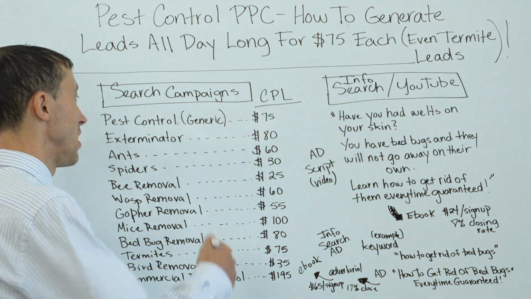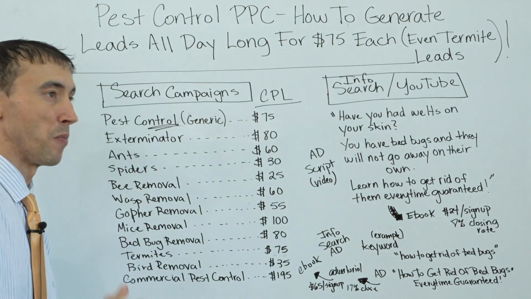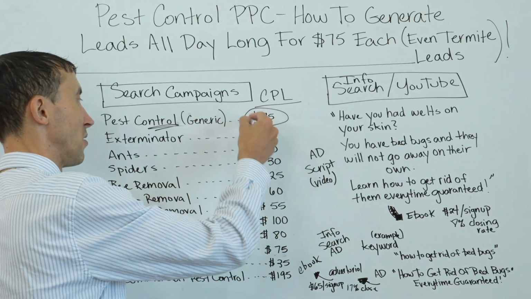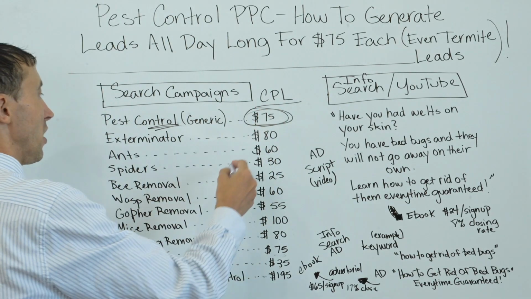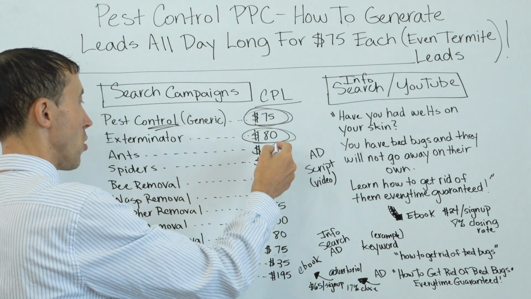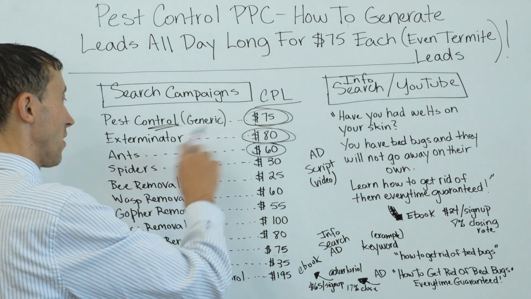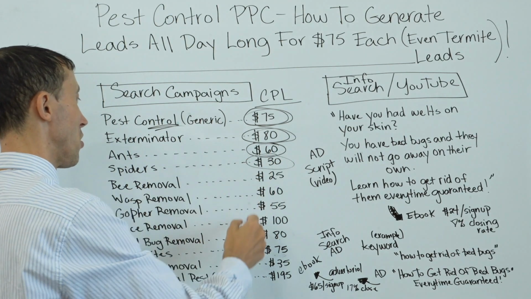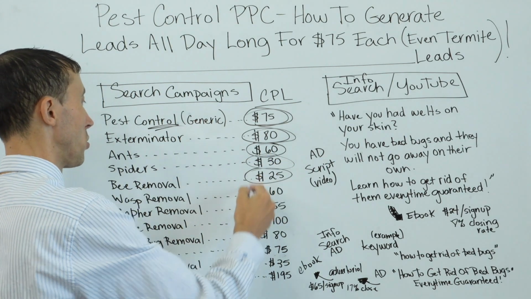Ultimately, pest control keywords, generic ones, like pest control near me, pest control services, $75 a lead is what you can get to with that kind of model. Exterminator services near me and the like, $80 a lead is what we got. Ant control services, $60 a lead for that type of keyword. Spider control services, $30 a lead. Bee removal services, $25 a lead.